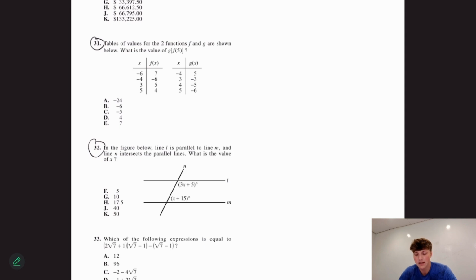So question 31. Tables of values for the two functions f and g are shown below. What is the value of g of f of 5? Okay, so this is working the other direction from the previous question we did with nested values, right? So here we're actually just finding g of f of 5.